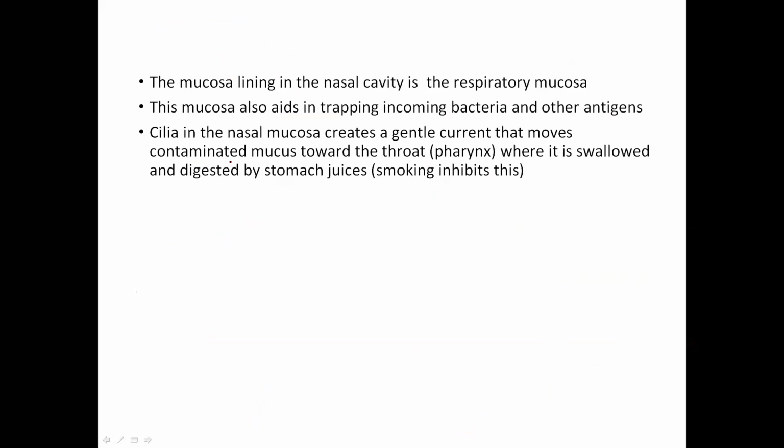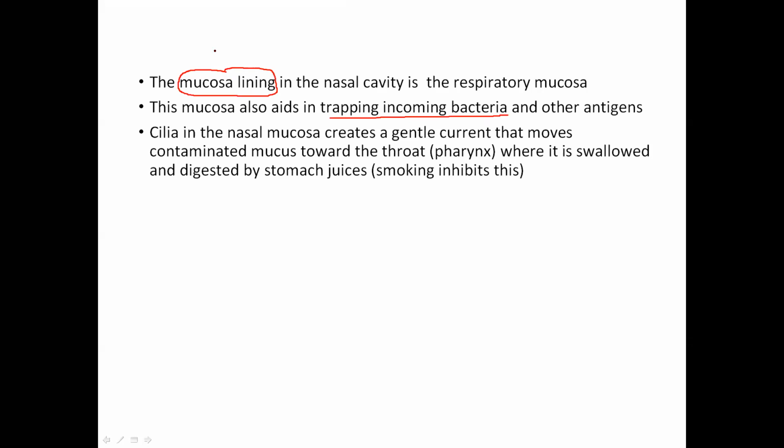Okay, the tubes in our body should have a mucosal lining, right? So your nose, your mouth, your trachea, which is a tube, and all the different parts that come with the respiratory system, they must have a mucosal lining. This is important for protection, because it aids in trapping incoming bacteria and other antigens and particles.